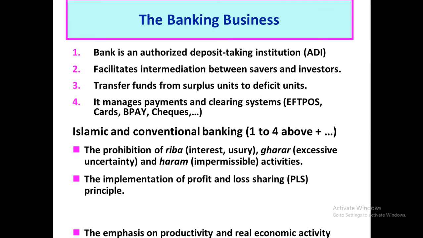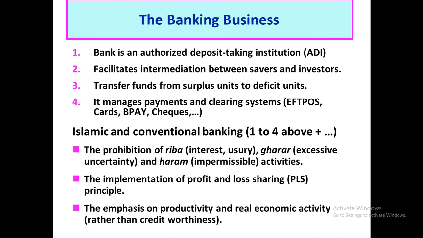The banking business has these 7 principles, basic principles, of which conventional banks work on the first 4, and Islamic banks work on the last 3. The first 4 are the main objectives of conventional banking. The first aim is the authorization of deposit taking institutions. Any authorized institution that takes deposits or provides clearance is called a bank.